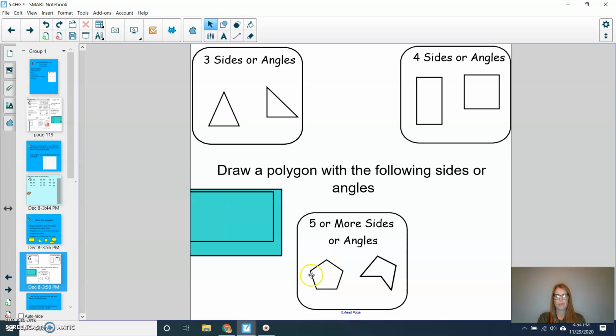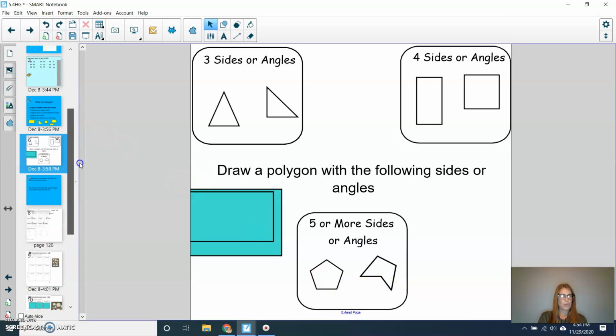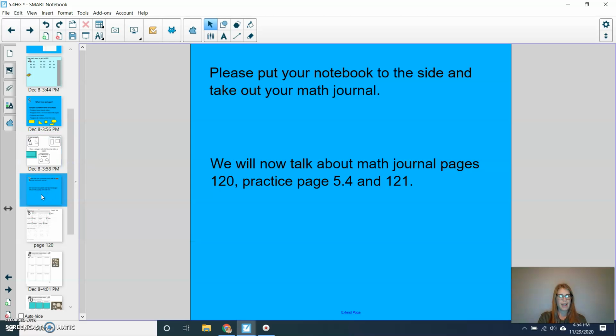One of them would be a regular pentagon, because notice how all 5 of my sides and angles are the same. And then I have another 5-sided figure that looks a little bit different, but it still would be considered a polygon because it still follows those rules of having straight line segments, it's closed, and it has 3 or more. So now for the next thing, we will put our whiteboard to the side and we're going to first just talk a little bit about Math Journal page 120 before we get into our practice.